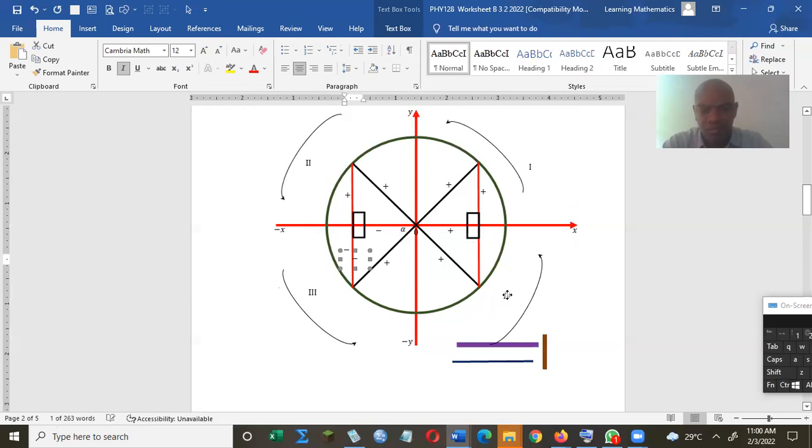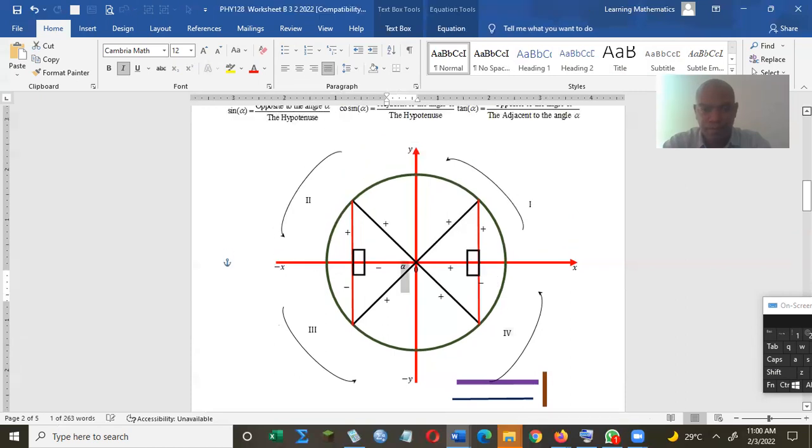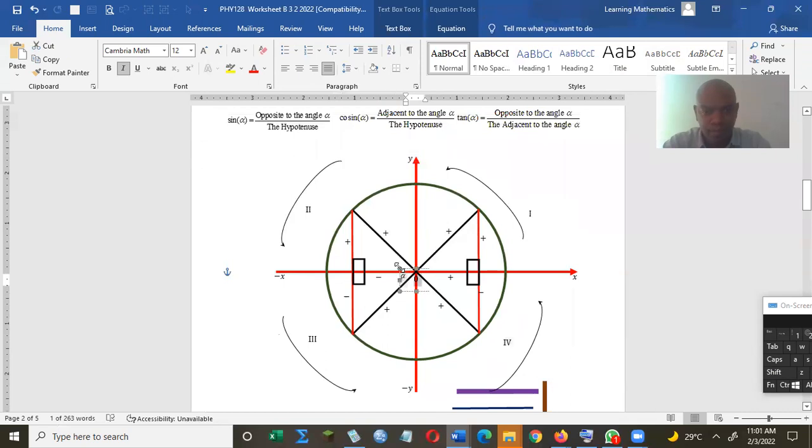The side opposite to the angle is negative, but the side adjacent to the angle is positive. Which trig ratio is positive in the fourth quadrant? Anybody? Think about it. Is it sine, is it cosine, or is it tangent?